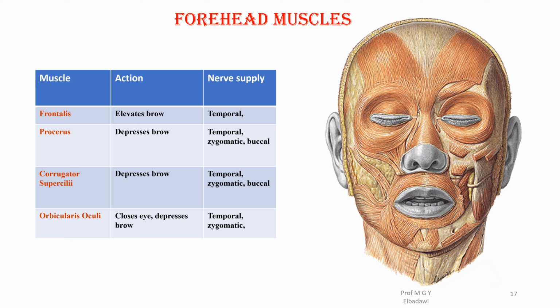So the forehead muscles, which we have seen first, the frontalis muscle here, which elevates the eyebrow, takes from the temporal branch of the facial. The procerus muscle here in the middle line, which depresses the eyebrow, takes from the temporal, the zygomatic, and the buccal branches. The corrugator supercilii, which depresses the eyebrow, takes from the temporal, the zygomatic, and the buccal. And the orbicularis oculi, which we have seen.